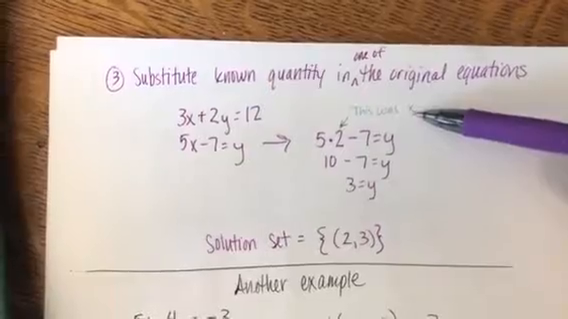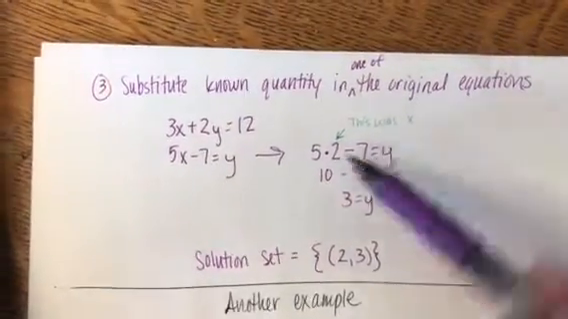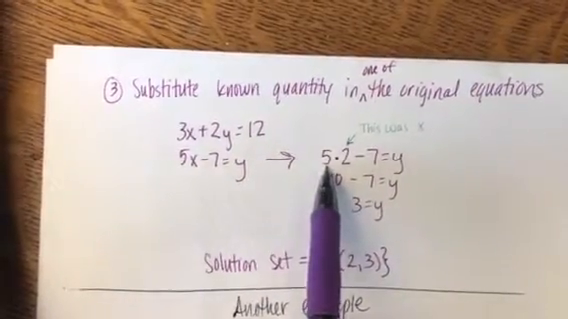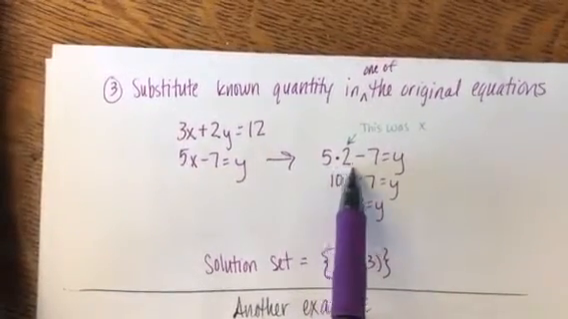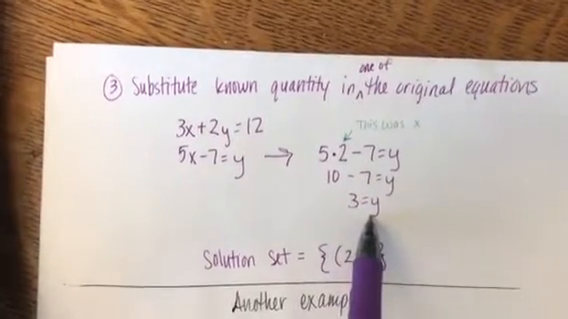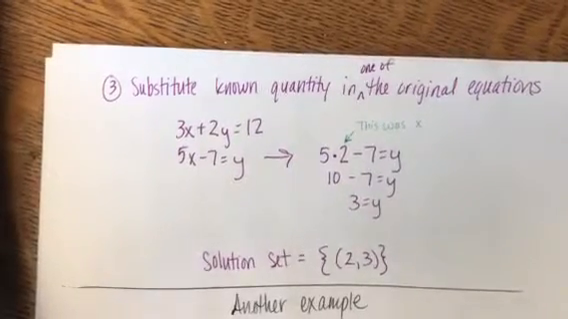So I take what was x, it was 2. We found that out on the other page. I put that in place of x in the equation. So now instead of 5 times x, it's 5 times 2, minus 7 equals y. And I just solve that and find out that y equals 3. So my solution set is (2, 3).